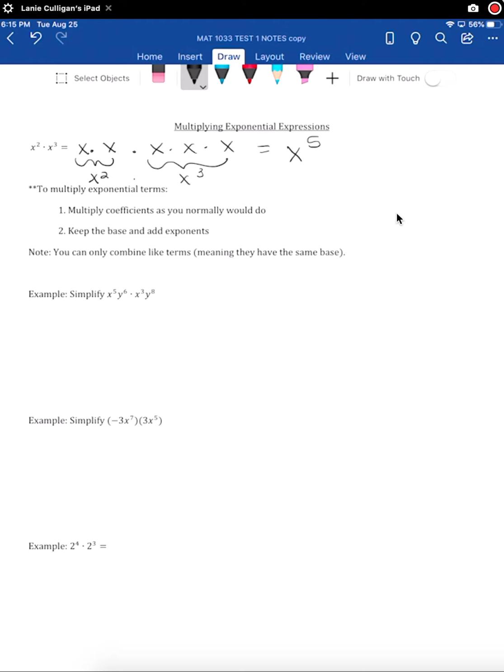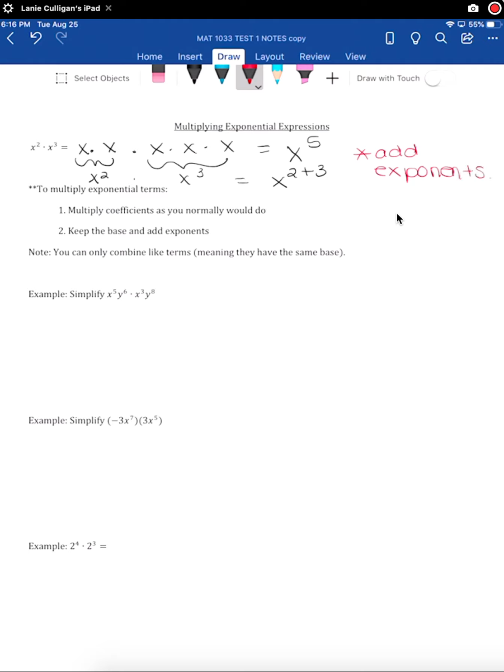So what did we do behind the scenes to get x to the 5th power so that we don't have to write it out every single time? Well, we added the exponents. So x to the 2nd power times x to the 3rd power, 2 plus 3 will give us x to the 5th power. So whenever we're multiplying, notice they have the same base. They're both x's, so they're like terms. We are going to add our exponents.